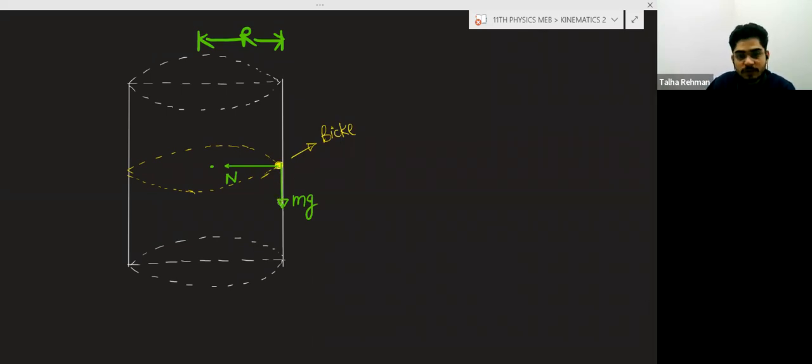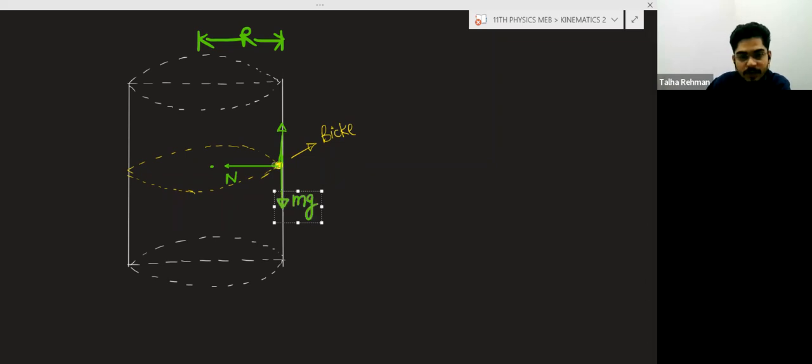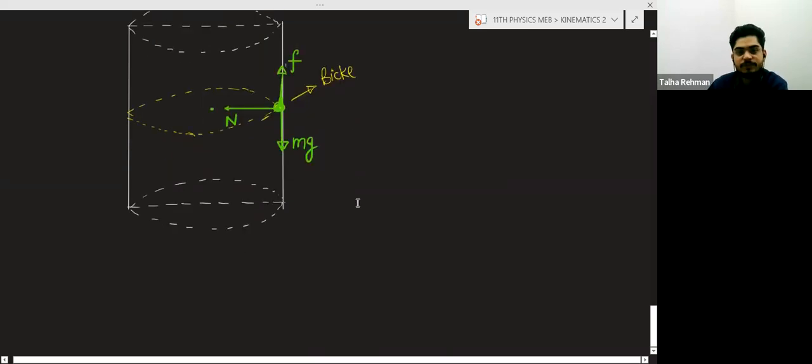So friction force will be there in between the surface of this mass and the surface of this wall, that will oppose the downward motion of this mass. Okay, so here will be the friction force.